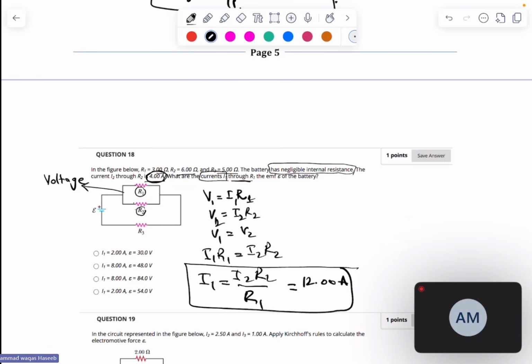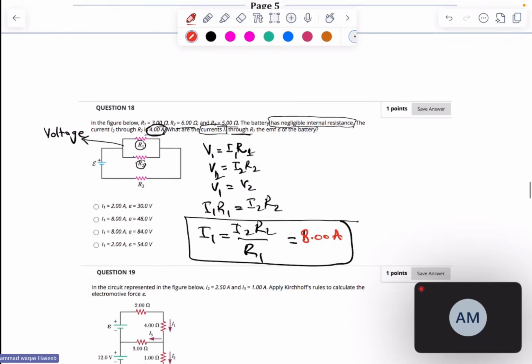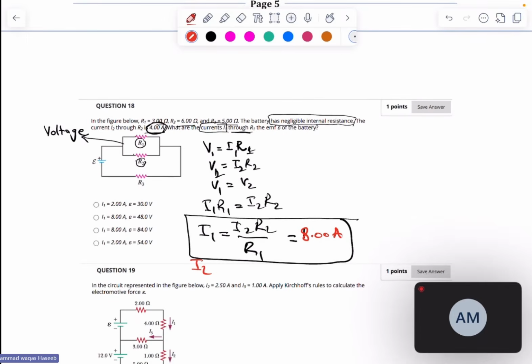Now, what is the total current? This is 8 ampere. So the total current in this combination, which has the same potential, is I1 plus I2, which equals 12 ampere.